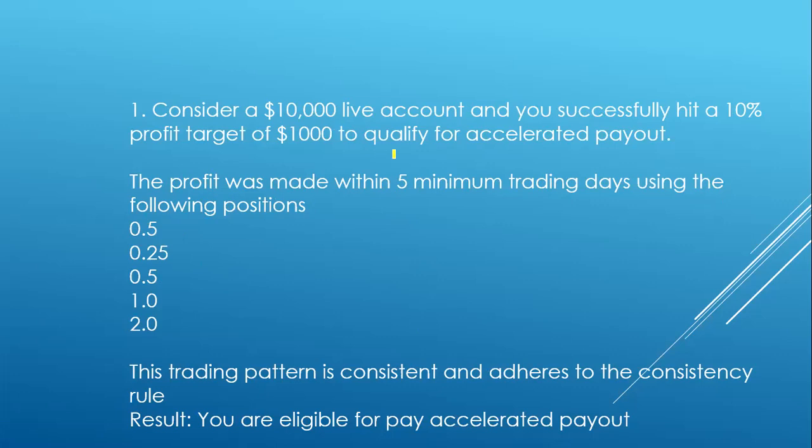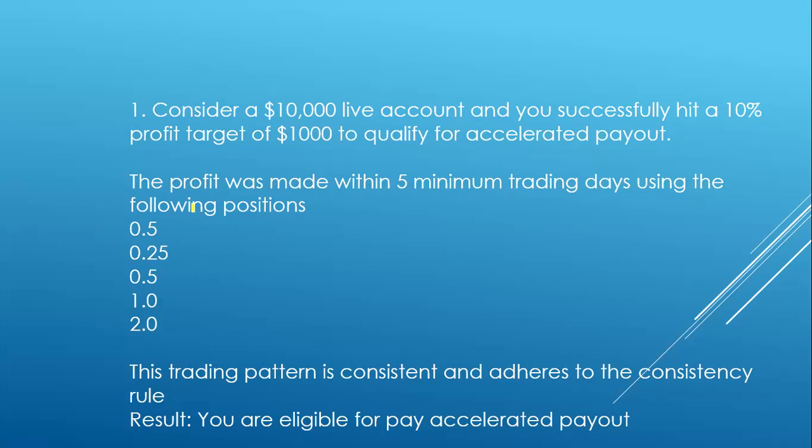Then the next trade you took, you used 0.25, which is half of this. That is okay. Next trade you use 0.5, that is okay. You use one lot and then you use 2.0. So if you notice here, the lowest lot size was 0.25, which is half of 0.5, which is okay. If you use 0.24, you have failed it. If you use 0.20, you have failed it, right? But as long as it is not below half and not above times 4, you're okay. So times 4 is 2 lots.